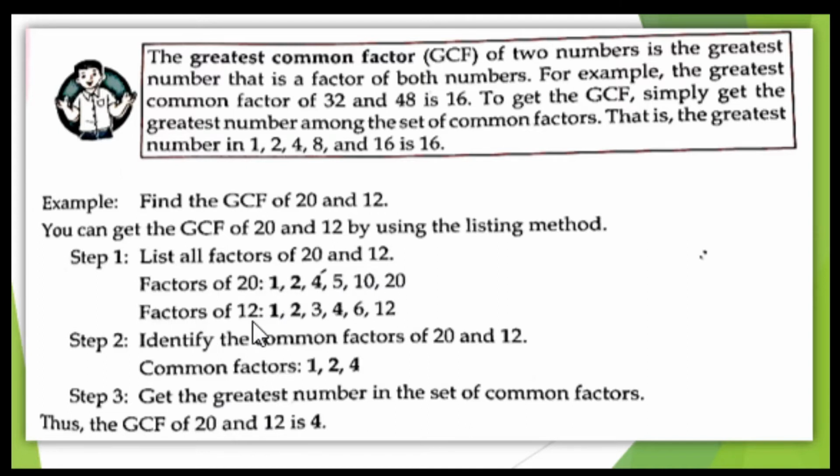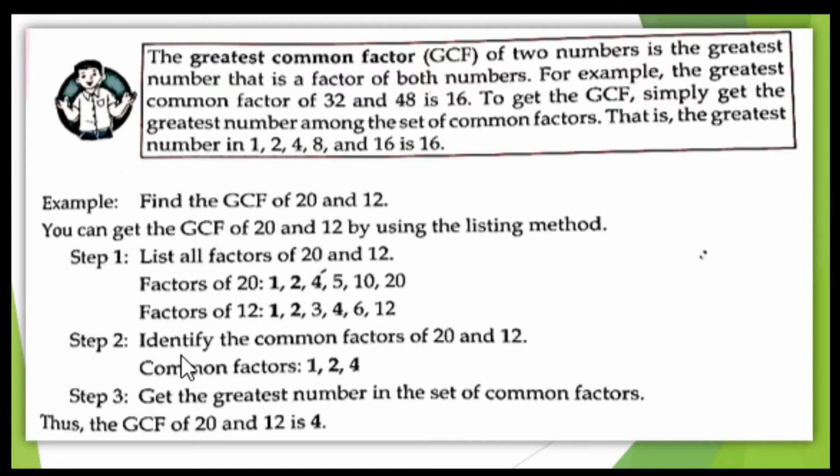Next, the factors of 12. We have 1, 2, 3, 4, 6, and 12. If we multiply, 2 times 6 is equal to 12, 3 times 4 is equal to 12, 1 times 12 is equal to 12. They are the factors of 12.